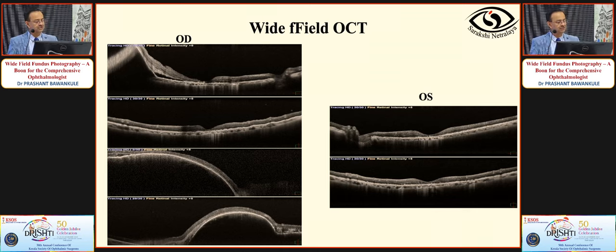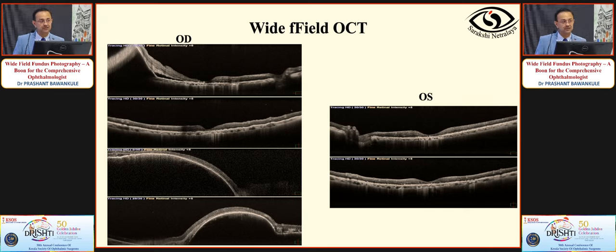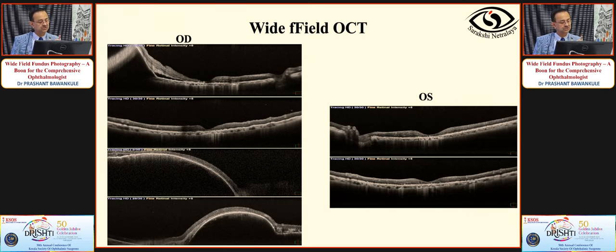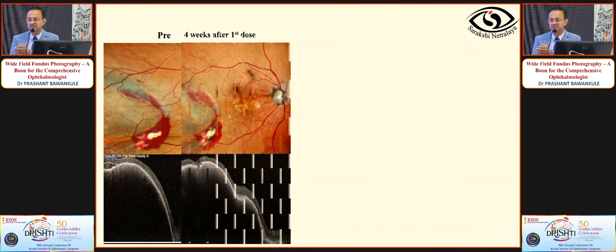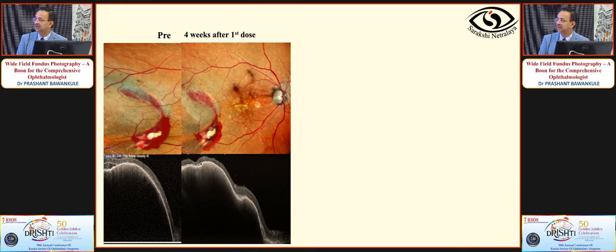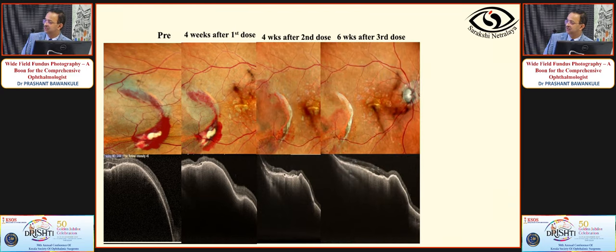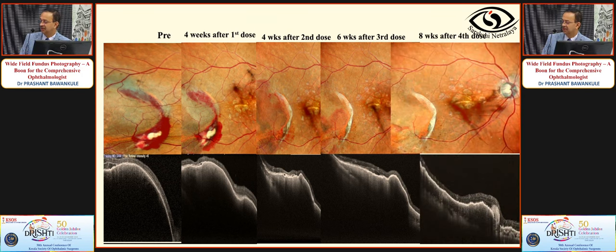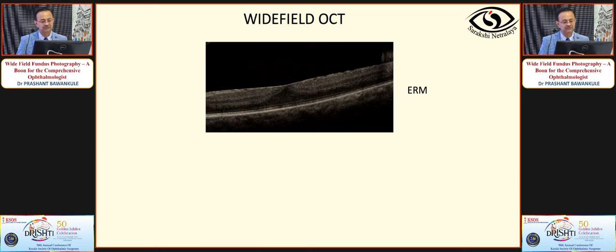If you see in the upper part, you can see some fluid creeping into the macula. So in the old OCT, you could just pick up the central part, while with the wide field OCT, you can go through the lesion. Actually, you can see how the lesion is behaving. And then we started treating it with brolucizumab. And you can monitor even the peripheral lesion, how it is decreasing with time and responding to our treatment or not. So this is one of the examples of wide field OCT.